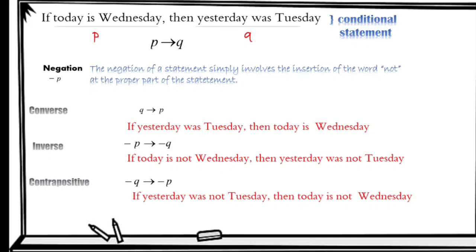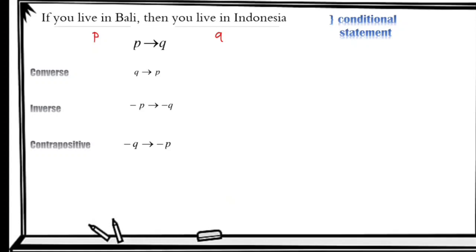So, that's about the converse, inverse, and the contrapositive of the conditional statement. To make sure we understand, now let's move to an example. First of all, we have a conditional statement that says, if you live in Bali, then you live in Indonesia. From the statement, we know that "you live in Bali" is the hypothesis or P, and "you live in Indonesia" is the conclusion or Q. So, not P is "you are not living in Bali," and not Q is "you are not living in Indonesia."